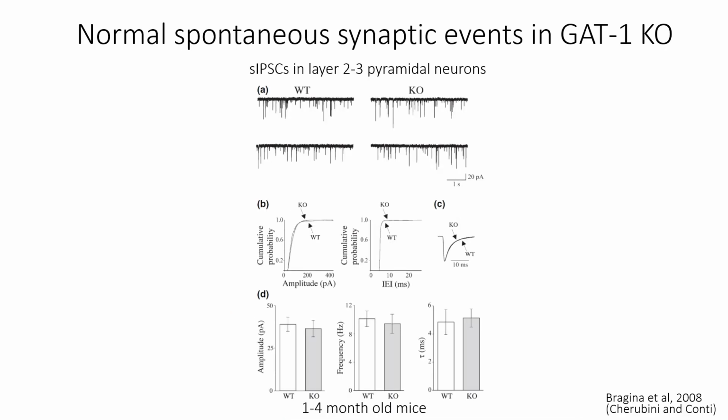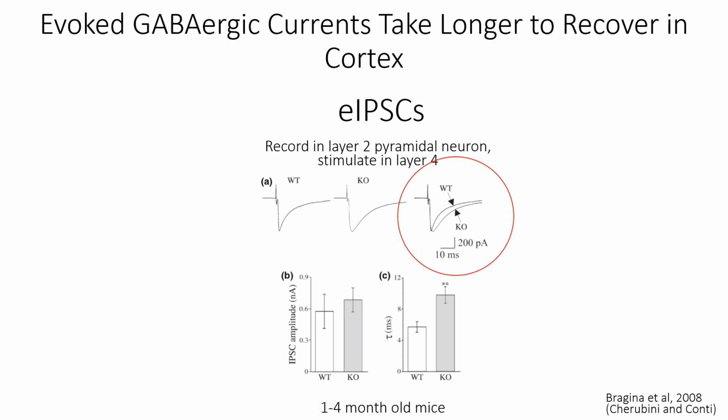And the Bragin et al. study also looked at spontaneous IPSCs and also didn't see a change, although unlike the previous study, this one was in cortex. They didn't see a change in kinetics or frequency, but then what they did is they looked at evoked events, and this is where instead of measuring single synaptic events that occur on their own, they would record events from a layer 2 neuron and put a big stimulating electrode in layer 4 and cause a very large event to occur, which probably involved multiple synapses.